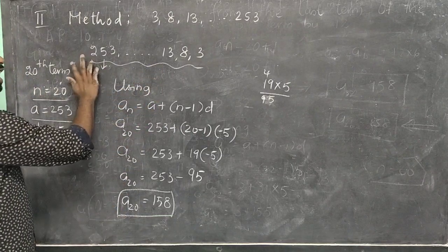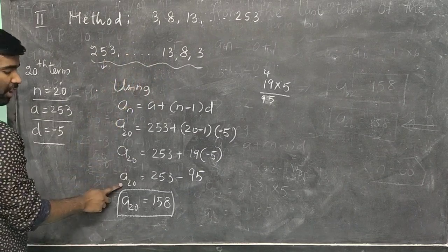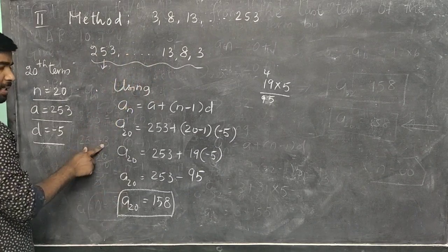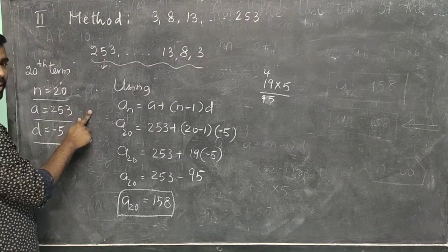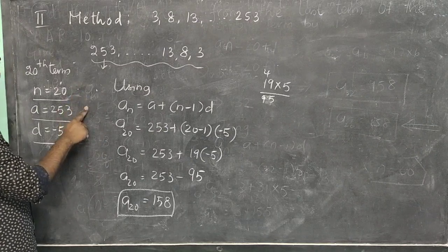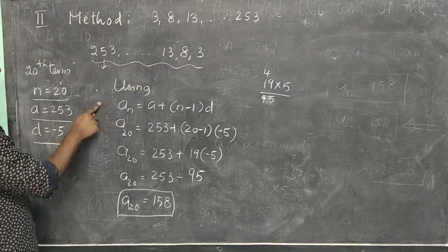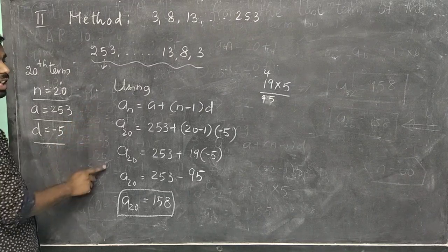Just what I did, I have reversed the AP, then I have found out the 20th term. This is a simple method which you can follow. The first method is a little bit tricky. You should understand the steps. The second method is easy. You can try this.